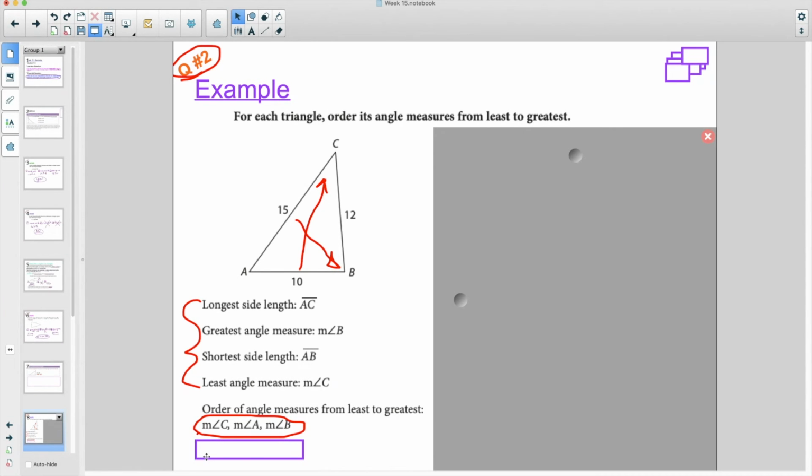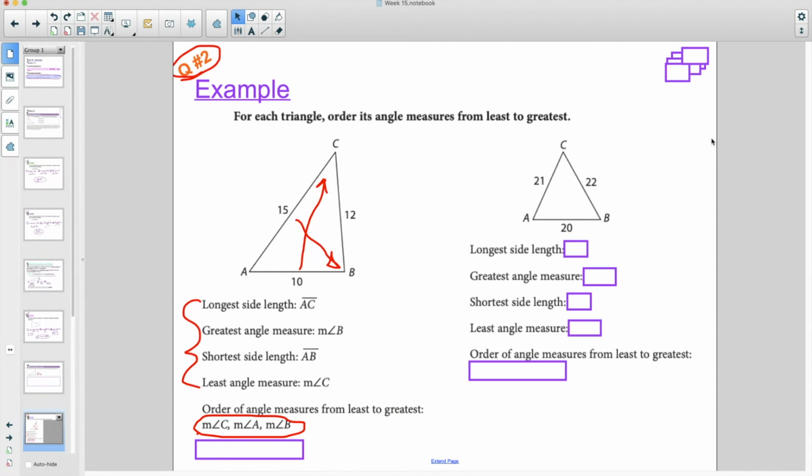Good, let's try another one. So I have this here. Okay, so same sort of thing, just a different illustration. Notice we have different side lengths but closer together. So 20, 21, 22. So let's kind of do the same thing here. Okay, we still want to do our least to greatest. So longest side length between these two, right? That would be our 22. So that would be our CB or BC, which means the greatest angle would be opposite, right? That would be angle A.